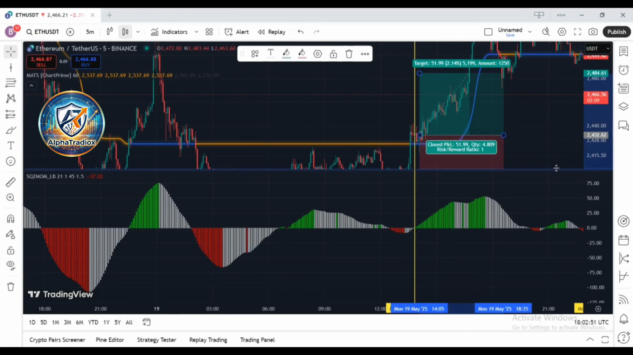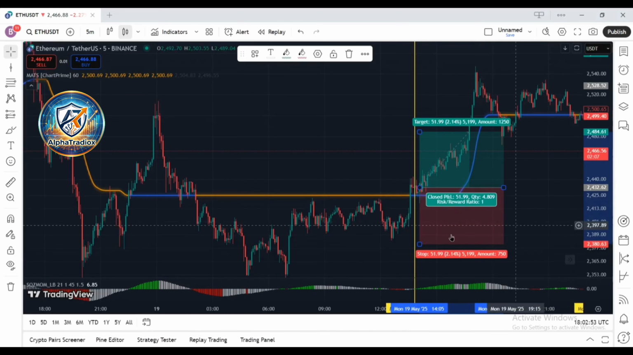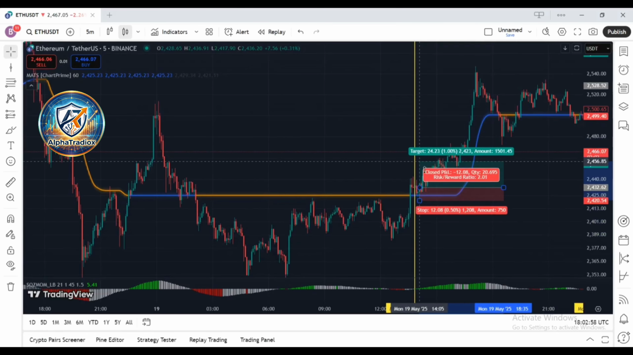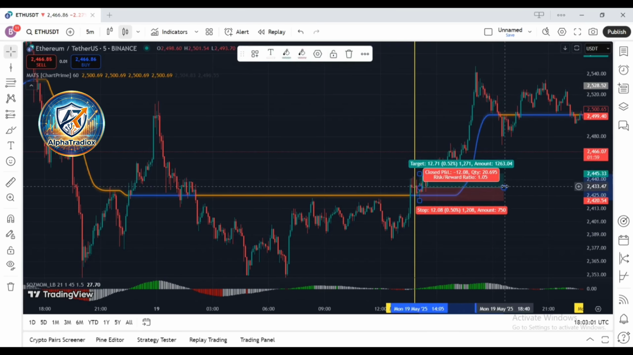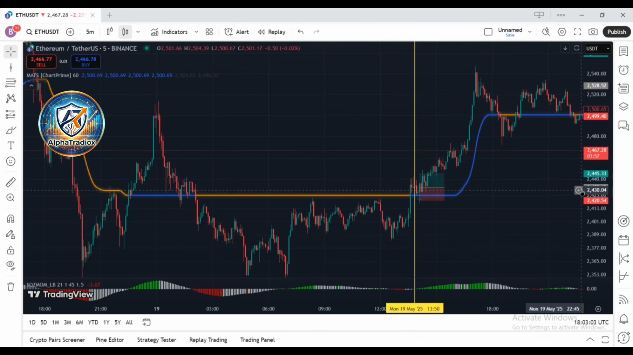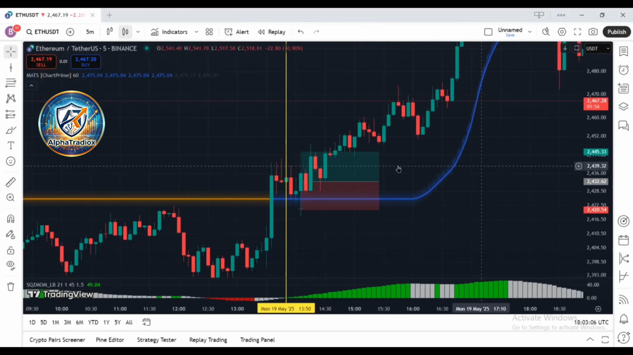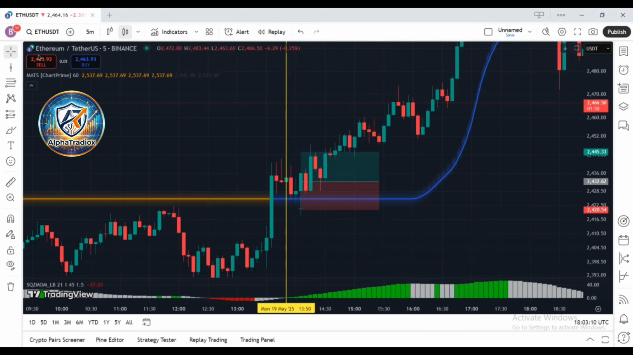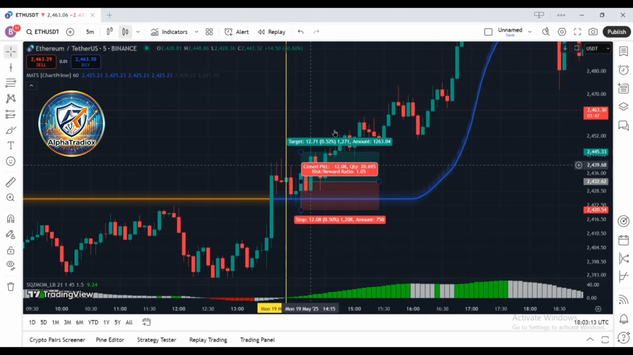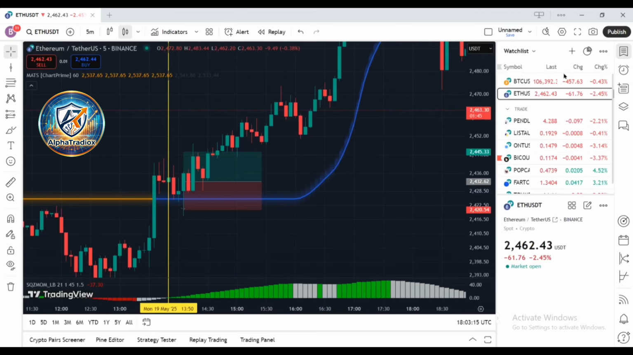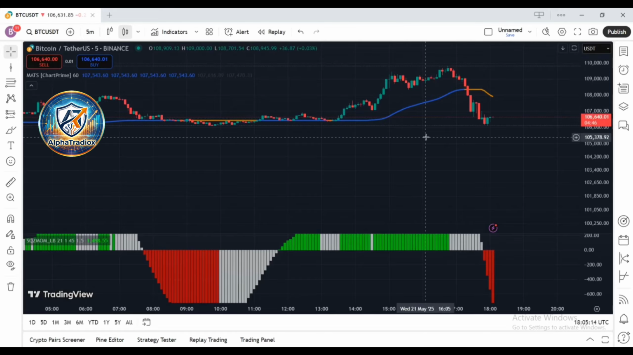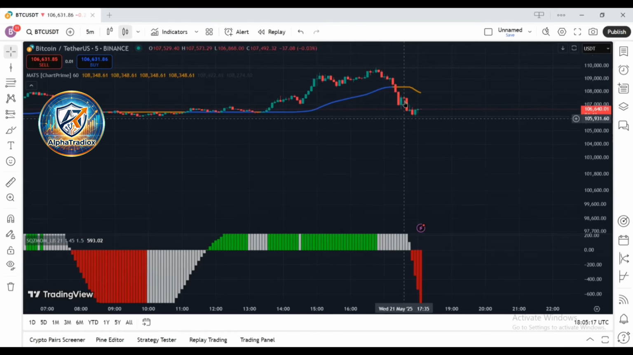We can see that with a bit more attention, we can take more profits from the market. We place our stop loss below the blue line and open a 1:1 trade. As you can see, it easily goes into profit. I'll zoom in so you can see it clearly. So this strategy is excellent for scalping. Right now, I'm explaining it on Ethereum on the 5-minute time frame. Alright guys, I'll test it on Bitcoin for you as well.